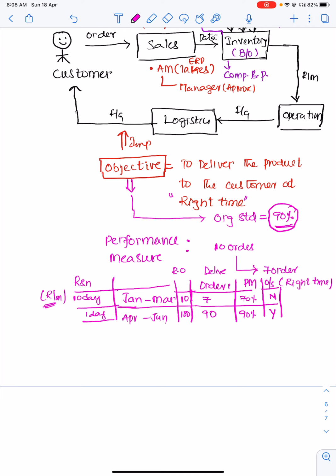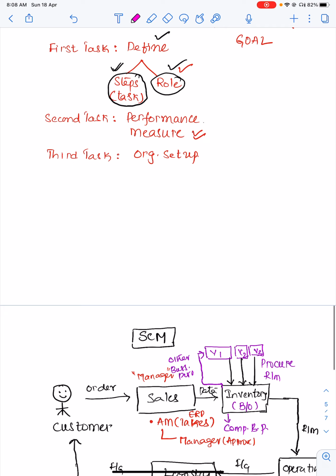If we are not able to satisfy the organization standards, we need to find out the reason, and we need to rectify that reason till the performance is achieved. So this is the second step. What is the second step? Performance measure. And the last one is organization setup.